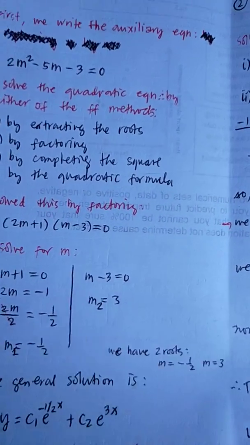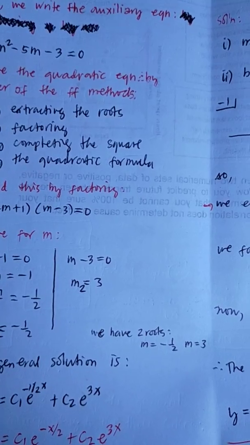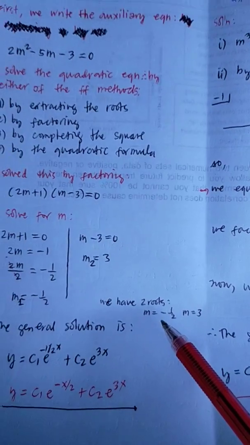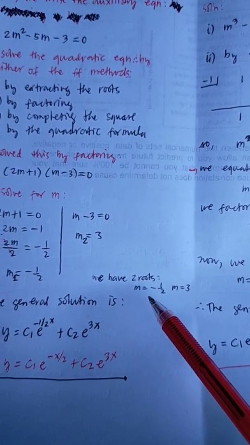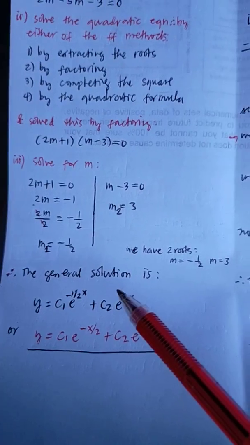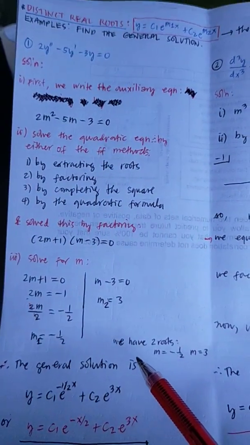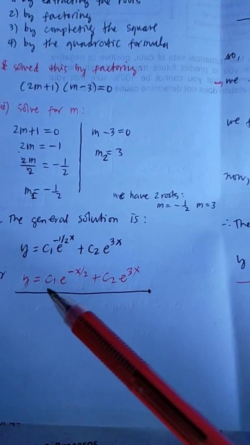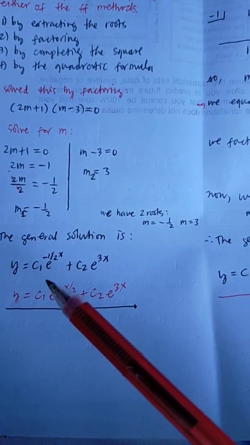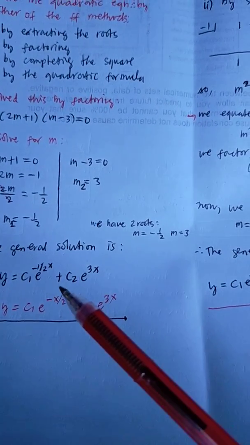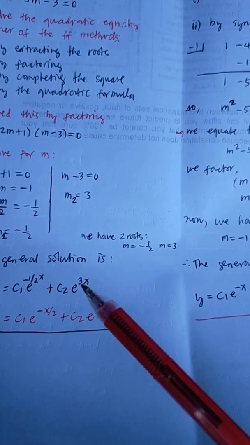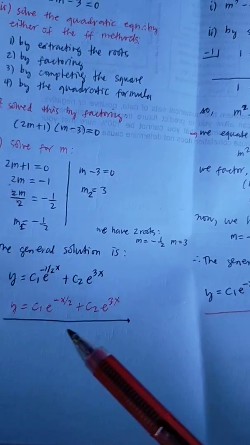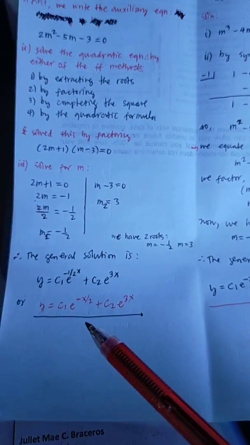Now, say, the second factor, m minus 3. So you can solve that one. m sub 2 is equal to 3. So we could say that we have two roots: m is negative 1 half, and m is equal to 3. So we can say that the general solution of this, parehaan ni inani pagkasulat, would be y is equal to c sub 1 e to the power of negative 1 half x plus c sub 2 e to the power of 3x. Or you can write this, because negative 1 times x, that is negative x over 2. You can write also like this, but it's just the same.